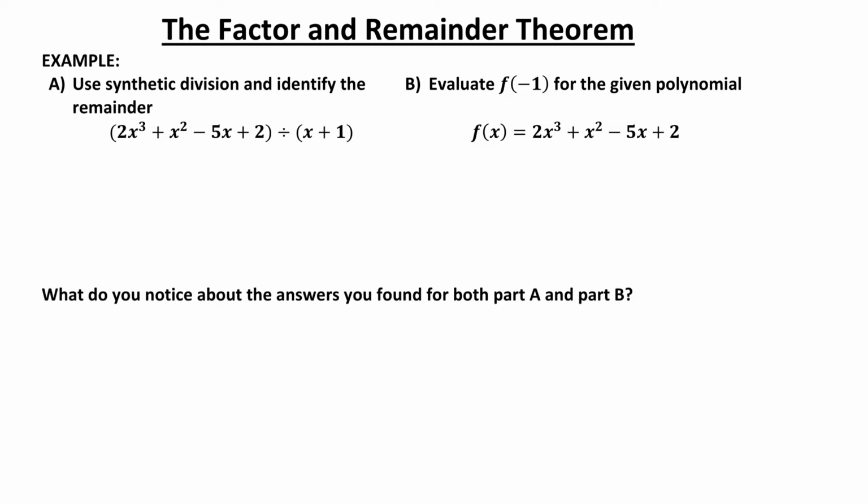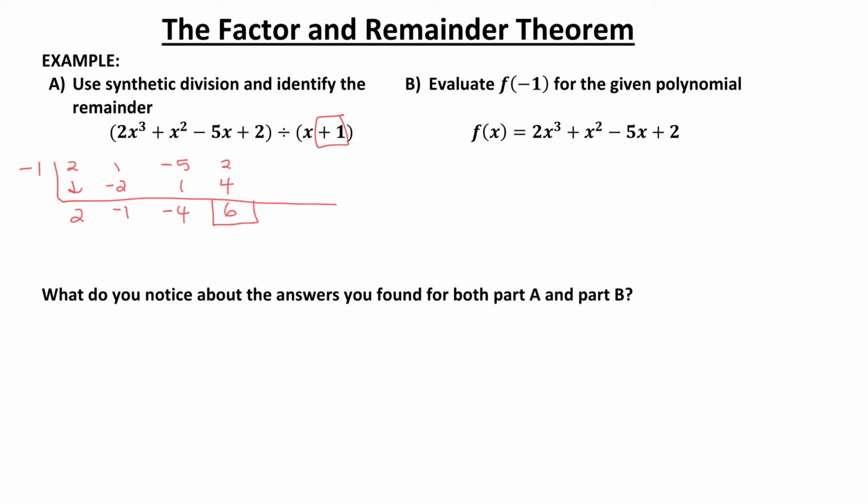So look at this first example. We're going to use synthetic division and we're going to identify the remainder. So using synthetic division, you'd want to divide by the opposite of this. So you're going to put a negative 1, and I'm going to do this rather quickly. There's no missing terms, so the coefficients are 2, 1, -5, and 2. Bring this down, multiply, add, and multiply. So the remainder here is 6.